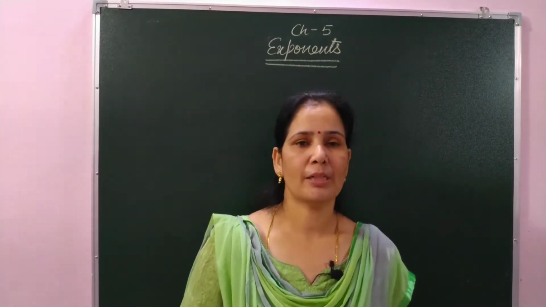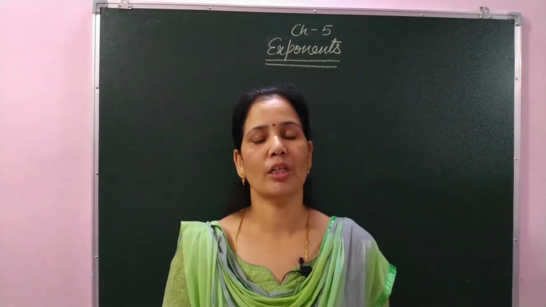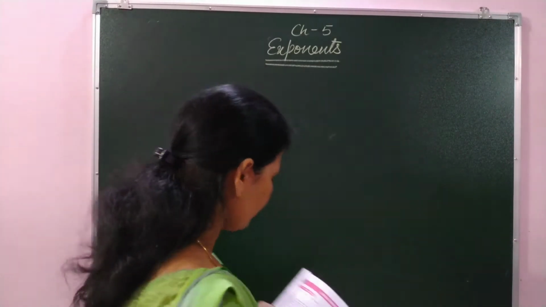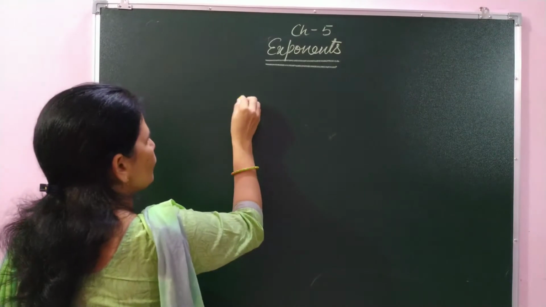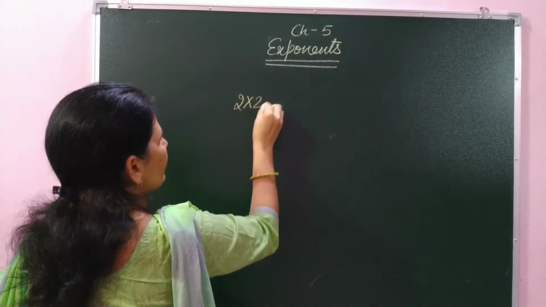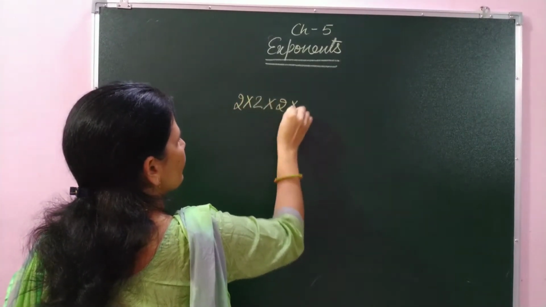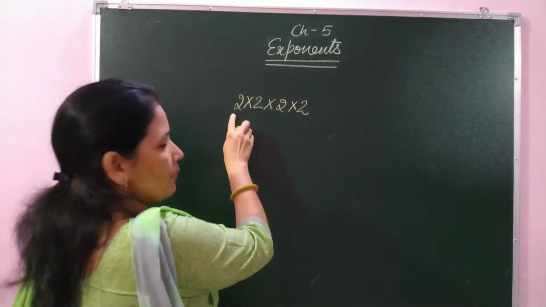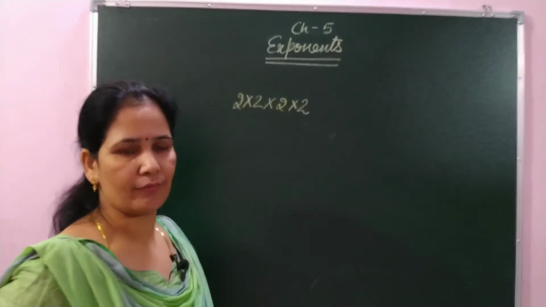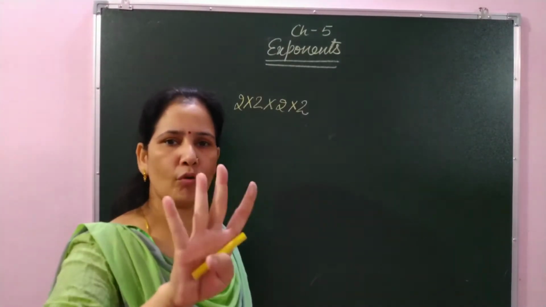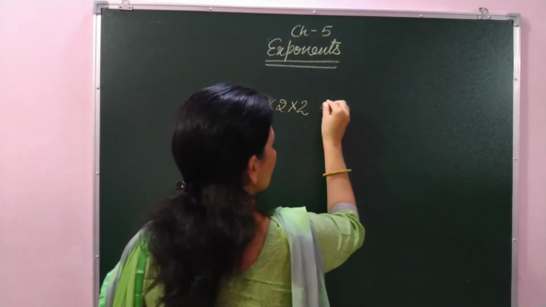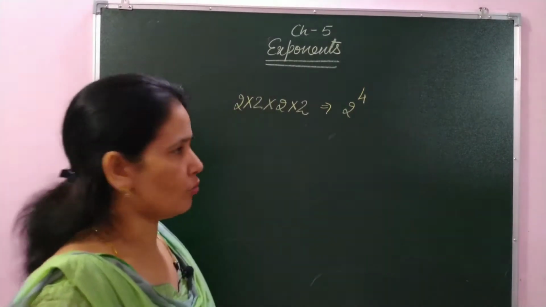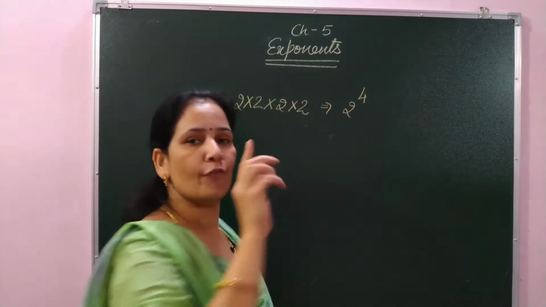If a number multiplies by itself a number of times, then we increase the power. How? Let's see. If I write a number 2, 3 times, 4 times, the same number multiplied by itself. How many times? 4 times. So what do we write here, students? 2 raised to the power 4. It shows that 2 repeats 4 times.